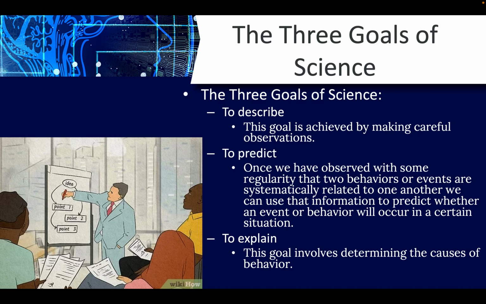The three goals of science, first of all, is to describe. This goal is achieved by making careful observations. The second goal is to predict. Once we have observed with some regularity that two behaviors or events are systematically related to one another, we can use that information to predict whether an event or behavior will occur in a certain situation. And the last is to explain. This goal involves determining the causes of the behavior, which is what we are trying to do.